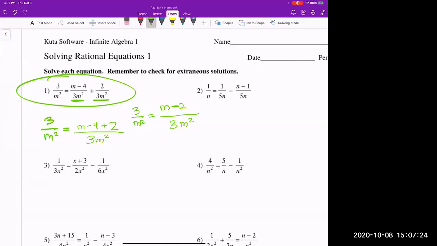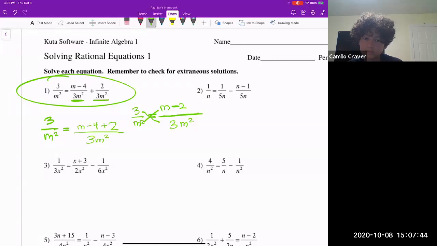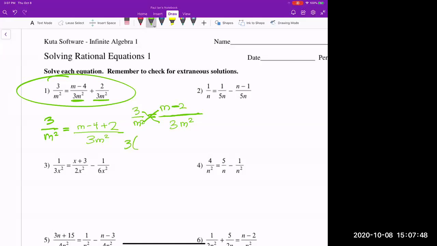If you have a fraction right here, you can't just add this on, because you have to add the whole entire thing. You just don't do it that way. If you have a fraction, do you remember doing it when you cross multiply? Yeah. So you cross multiply them. Okay, let's do that. 3 times 3m squared equals m squared times m minus 2.